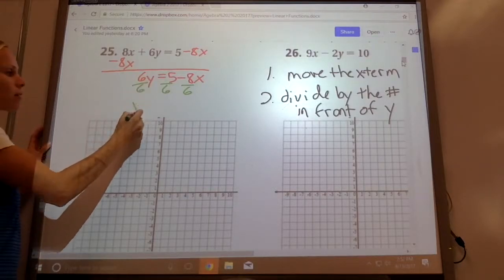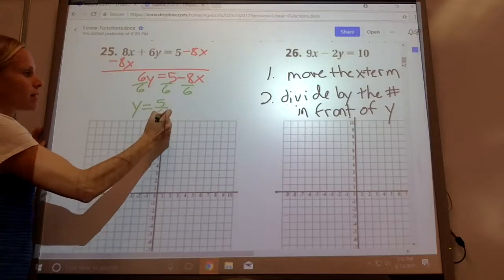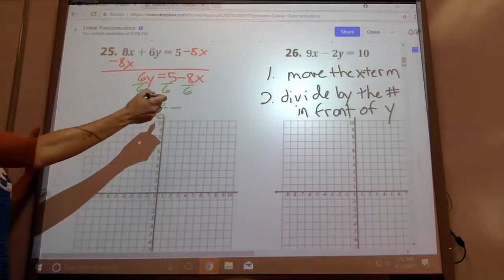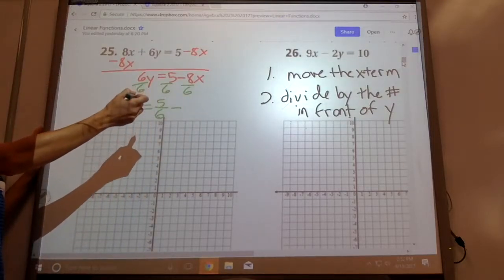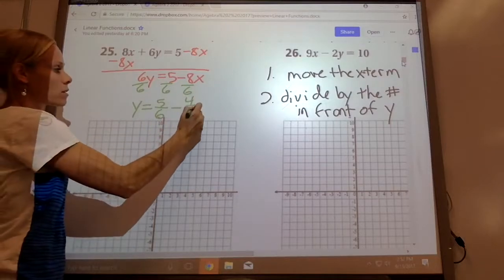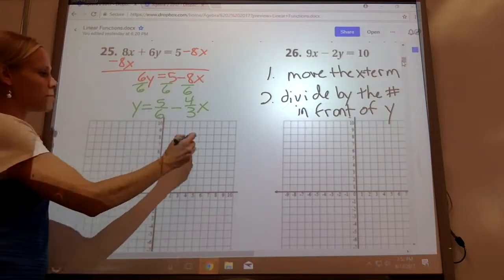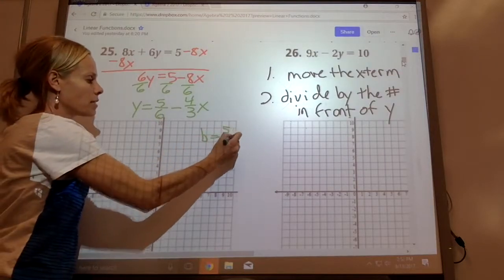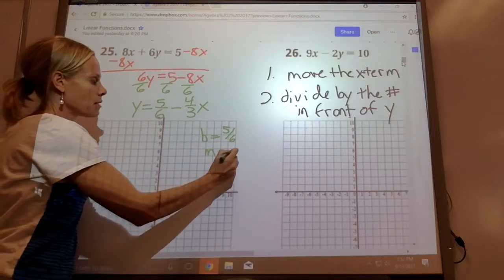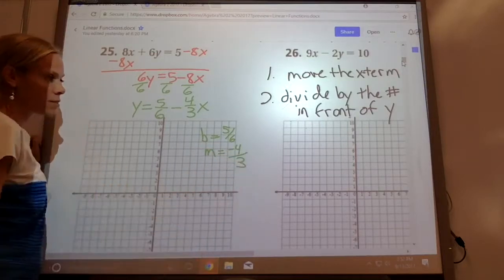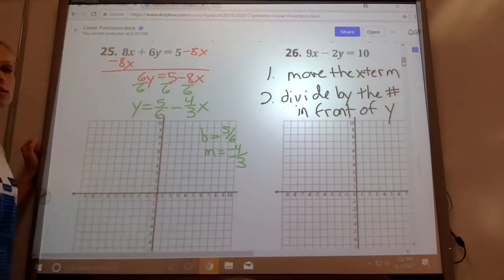That's going to cancel out, so y equals 5/6 minus, reduce that, 8/6 reduces to 4/3 x. So then I can say my b is 5/6. My m is -4/3. That's the 2 things I need to graph. Which one's first, the b or the m? The b, always the b, always the y-intercept first.